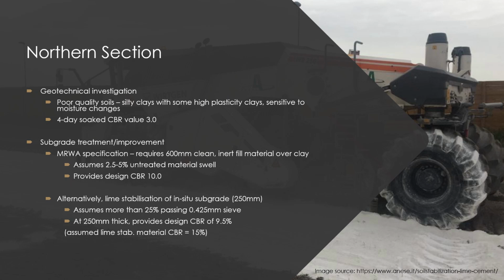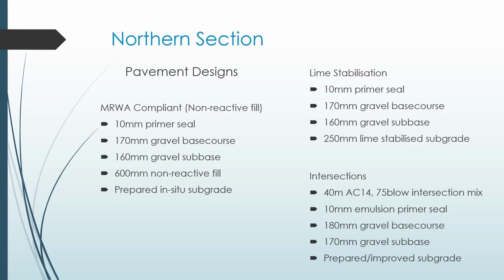So on the assumption that being a silty clay is likely more than 25% passing the 0.25 metre sieve, and an assumption that the lime stabilisation could be achieved with a lime stabilised material CBR value of 15%, that a 250 mil lime stabilisation of the existing subgrade would achieve an ultimate design CBR of 9.5. So this is utilising Austroads equation 54 to calculate this. The resulting pavement designs for the northern section of road pavement are shown.